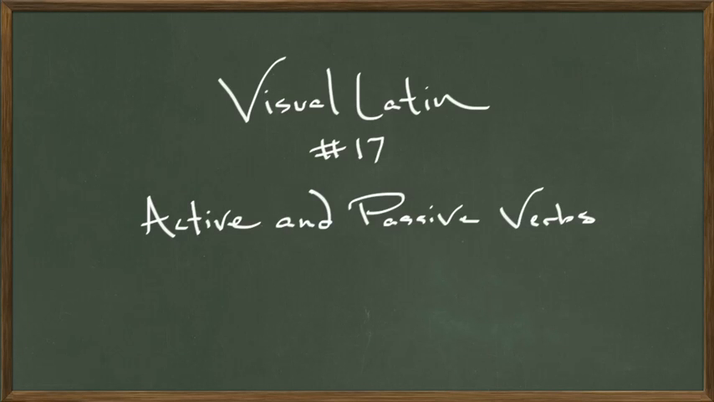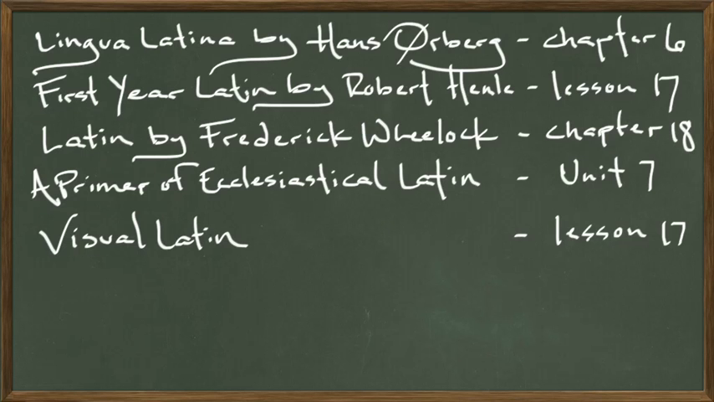In Visual Latin Lesson 17, I introduced the concept of active and passive verbs in Latin. This concept gives my students so much trouble. Passive voice shows up in Lingua Latina by Hans Orberg in Chapter 6. It shows up in First Year Latin by Robert Henley in Lesson 17. It shows up in Latin by Frederick Wheelock in Chapter 18. And it shows up in A Primer of Ecclesiastical Latin by John Collins in Unit 7. And again, it shows up in Visual Latin in Lesson 17.